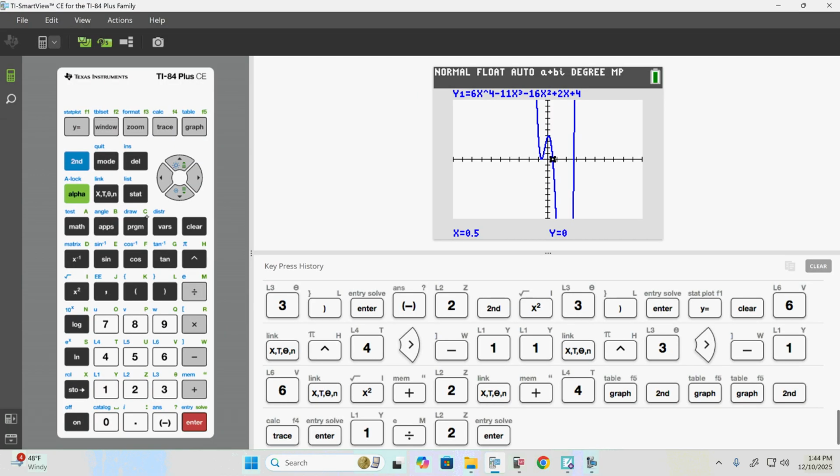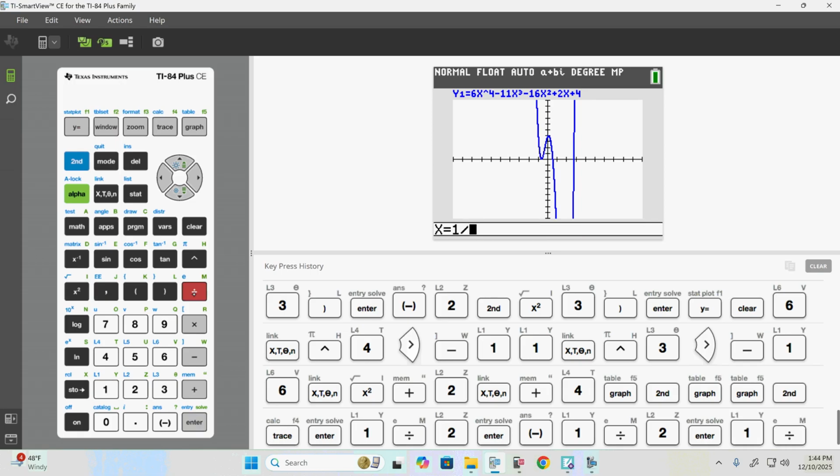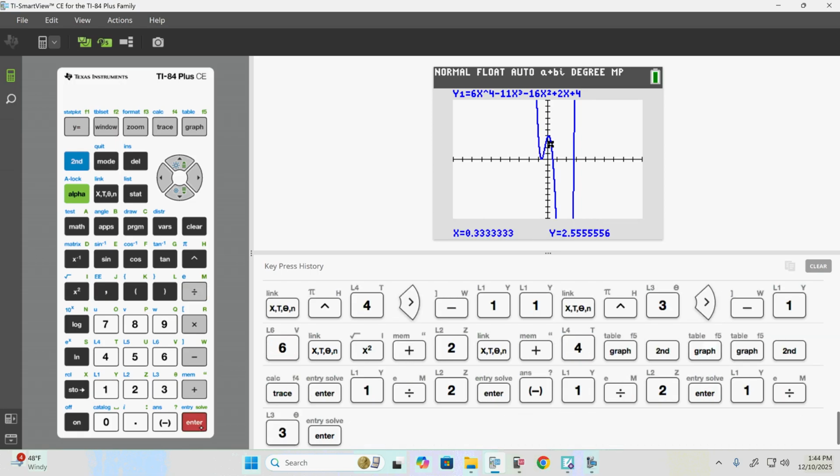So we can try negative 1/2 next. Well, when x is negative 1/2, the y value is 0.75. Our next value in the sequence is 1/3. When x is 1/3, the y value is not 0. Then we can move on to negative 1/3. Still does not give us a y value of 0.